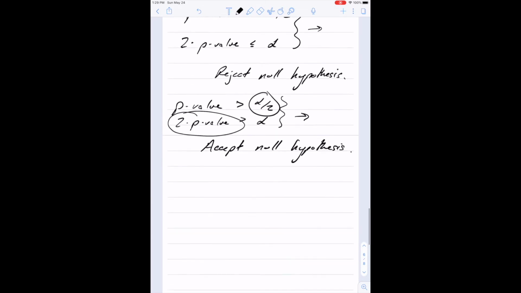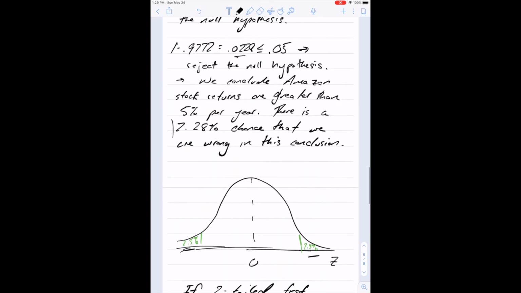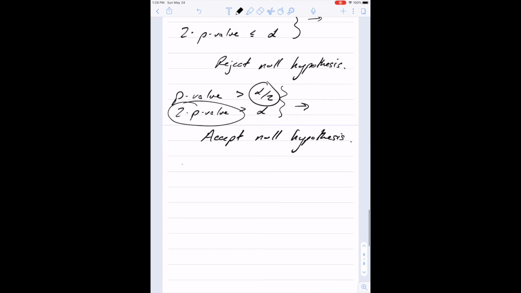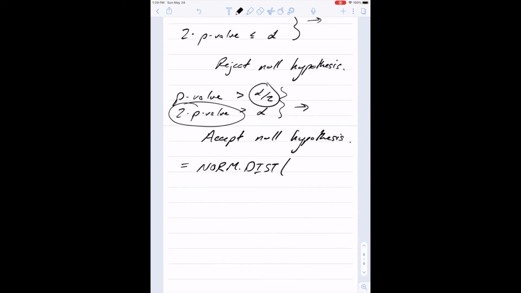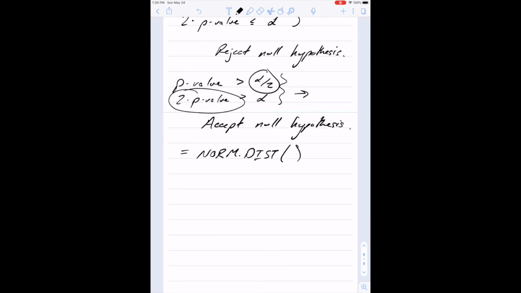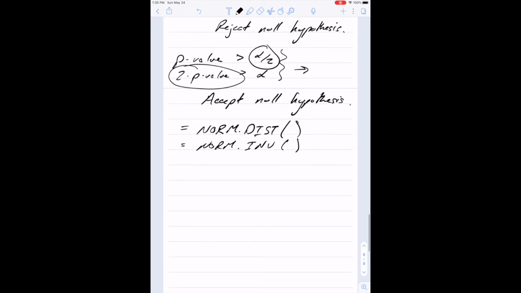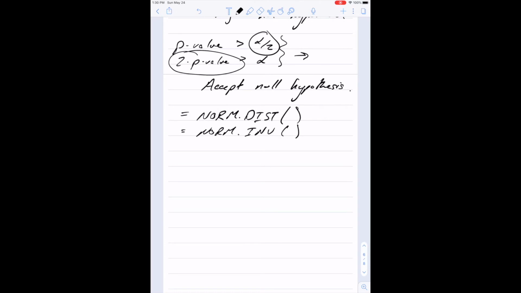By the way, we looked at the table to get our p-value, but you should always use Excel to the extent possible. Equals NORM.DIST. That function is going to give us probabilities in Excel. Remember, that function is just like going to the table. NORM.INV is also like going to the table. For the distribution one, we put in a z-value, it gives us a probability. The inverse one, we put in a probability, it gives us a value. So we did that one to find the critical values last time.